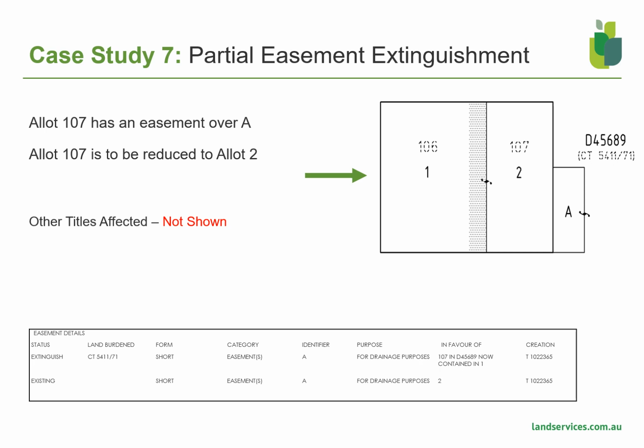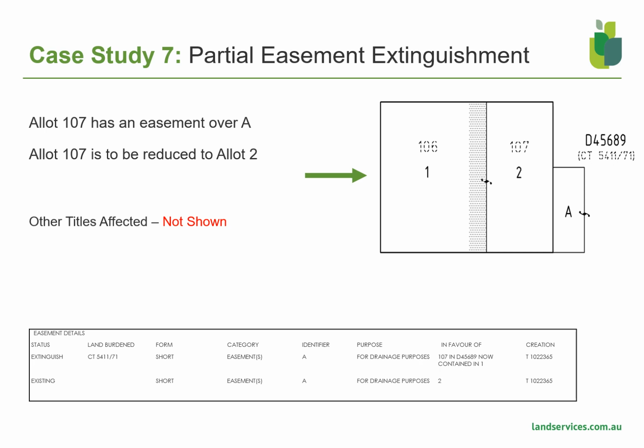The last case study relates to where the internal boundaries are being changed. Only allotment 107 has an easement over land marked A, and this is reduced to only affecting allotment 2. As this is a partial extinguishment of the easement, no title is shown in the other titles affected panel.